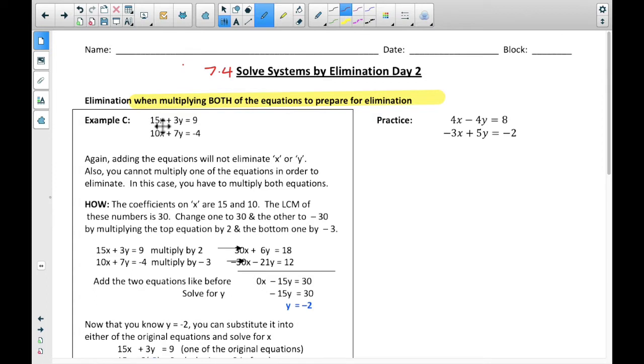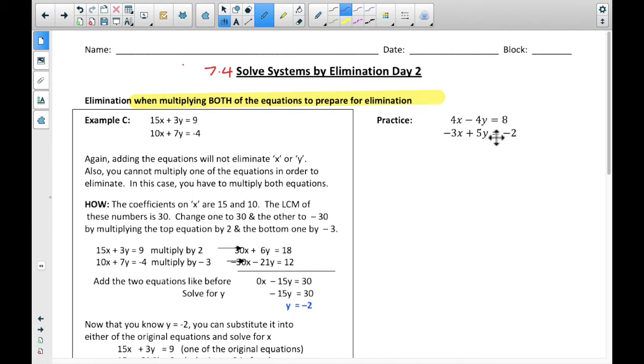So looking at this one, the 15 and the 10, they don't match up, right? Or the 3 and the 7, they don't match up. So we have to think of basically what is the lowest common multiple. And by lowest common multiple, I mean what number would both of those numbers go into. So for instance, 3 and 7, my lowest common multiple would be 21. But 10 and 15, my lowest common multiple would be 30. So there's an example down here worked out that way.